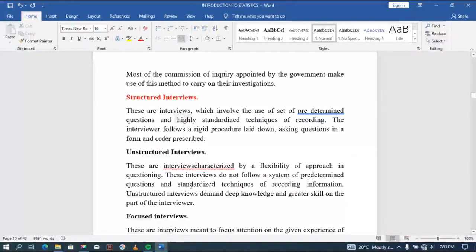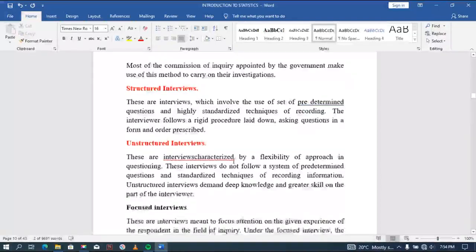Then we have unstructured interviews. This form of interview does not follow a system of predetermined questions. Unstructured interviews demand greater skill on the part of the interviewer. The interviewer must have greater interviewing skill and should have deep knowledge possessed with him.